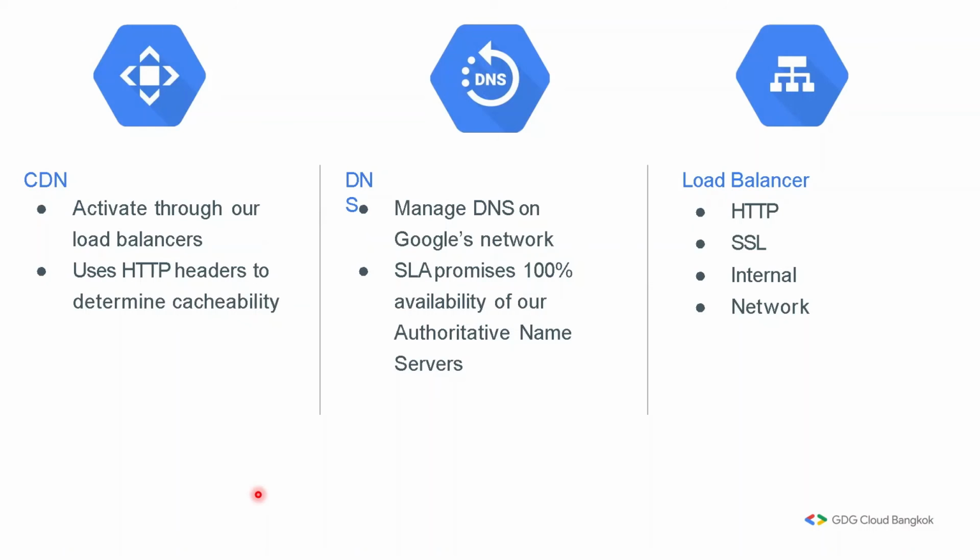For Cloud Load Balancer, it is HTTP, SSL, internal and network. And in DNS we already discussed, and CDN is activated through our load balancers, and it uses HTTP headers to determine cacheability.